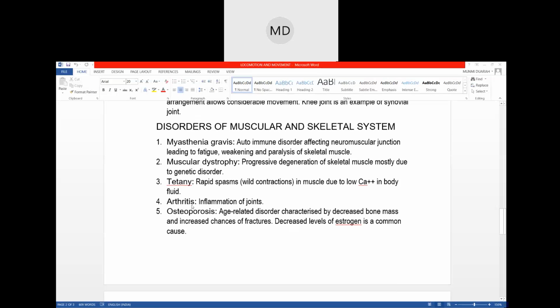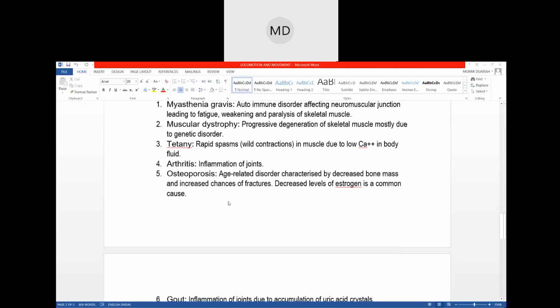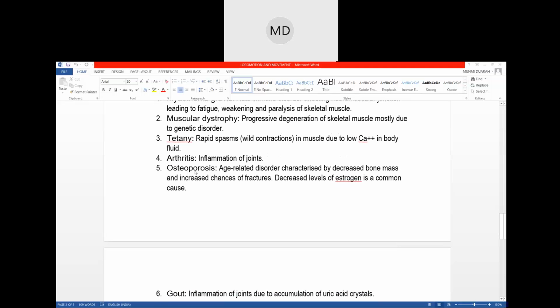Then there is arthritis. Arthritis, all of you know, is joint pains and stuff. It is very common. The joints will bulge, inflammation will occur, and then the joints will pain. Each and every joint in your body is very painful.